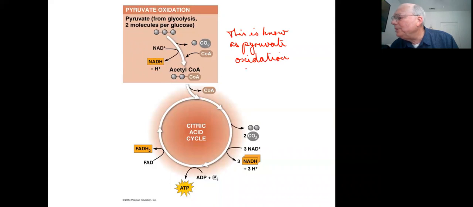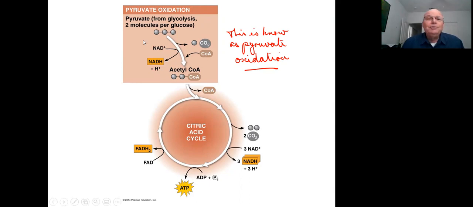So why should it be called pyruvate oxidation? Well, remember, as part of the loss of the carbon dioxide, a pair of electrons are used to reduce NAD plus to NADH. Again, electrons, energy, can neither be created nor destroyed. They don't magically appear out of nowhere. They've got to come from somewhere. And if you're going to do a reduction, you've got to do an oxidation. You can't have one without the other.